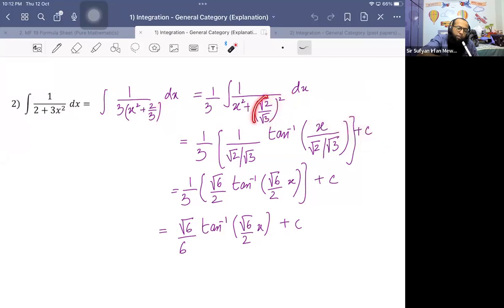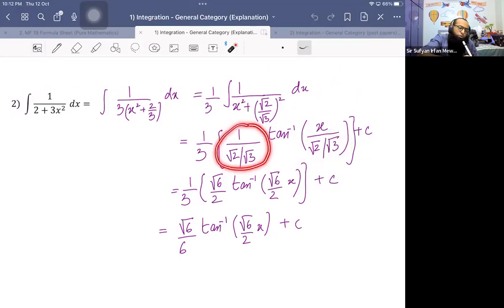Now we have identified a. The formula is, if we need to integrate 1 upon x square plus a square, then it's 1 upon a tan inverse x upon a. So 1 upon a means 1 upon root 2 upon root 3. Tan inverse x upon a means tan inverse x upon root 2 upon root 3.